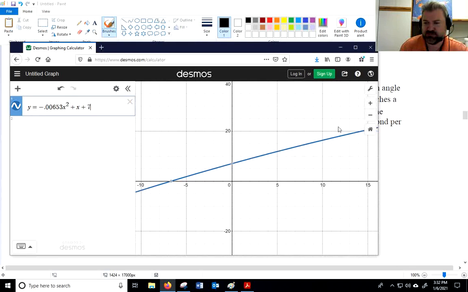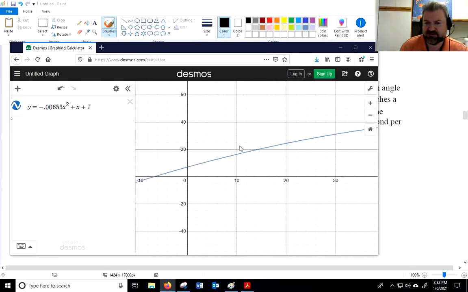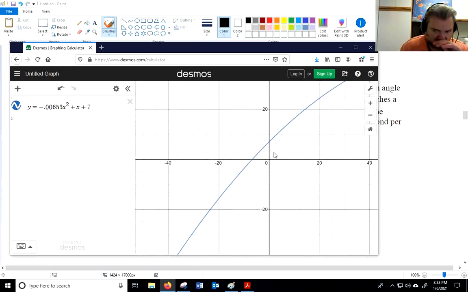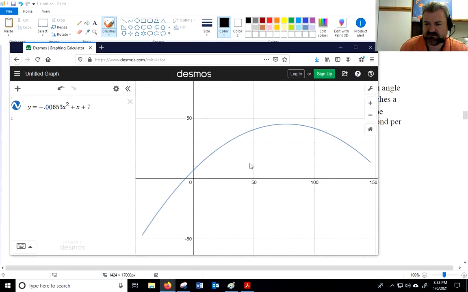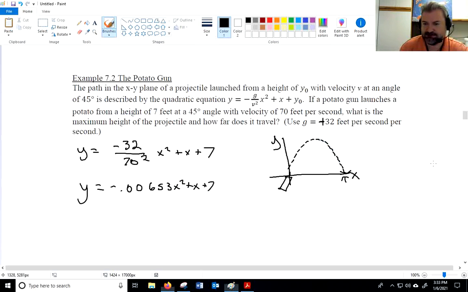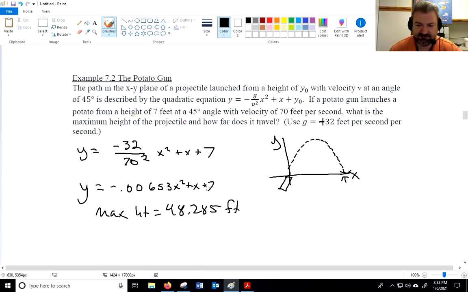And you can see we really need to spread out this time. I'm going to go back to a normal zoom. I'm just scrolling out till I see everything that I need to see. And there we go. You can see there's our height of 7. Looks like we got a max height of 48.285 feet. So we have max height equal to 48.285 feet.